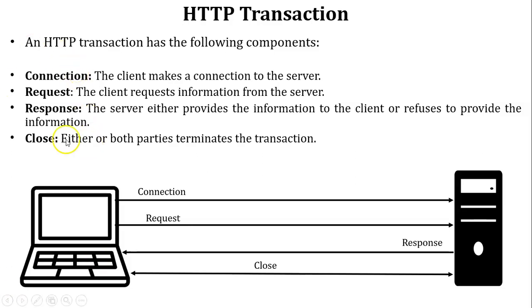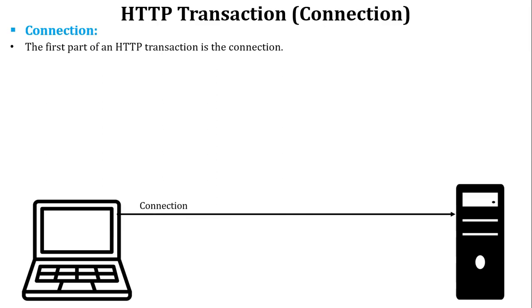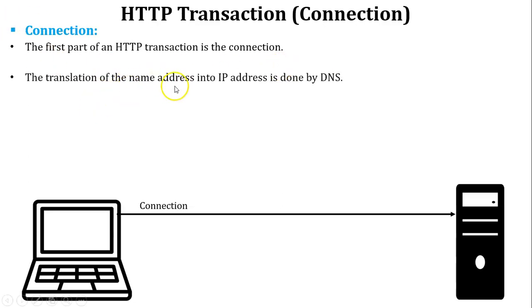Now all the components are discussed one by one in detail. So first component is connection. We all know that connection is the first part of the HTTP transaction. Whenever a client wants to send a request to the server, at that time a connection is established. The translation of the name address into an IP address is done by the DNS. For example, the client sends a request to the server using the URL. The URL is http://www.facebook.com. This URL request is sent to the DNS. DNS will check its directory, find the IP address associated with facebook.com and send it to the client.